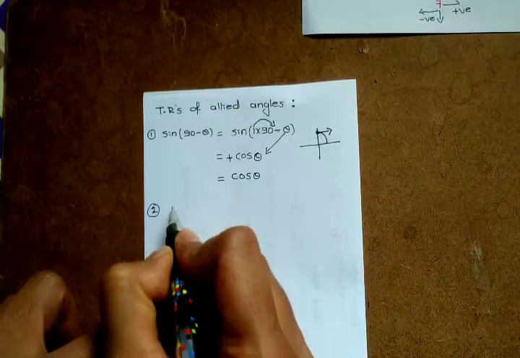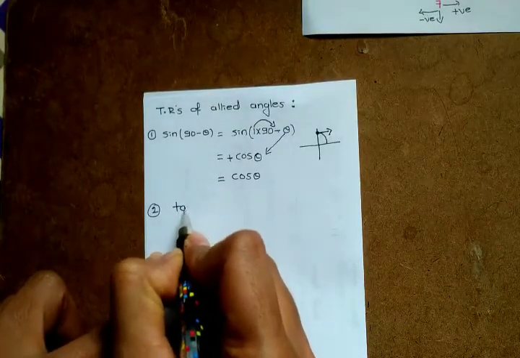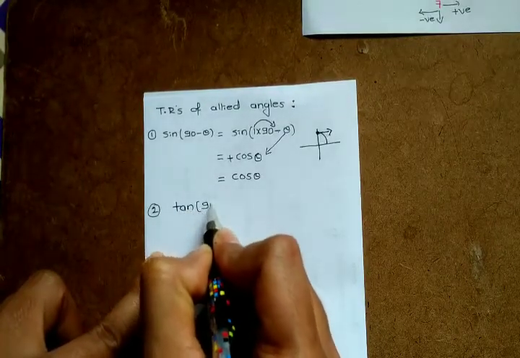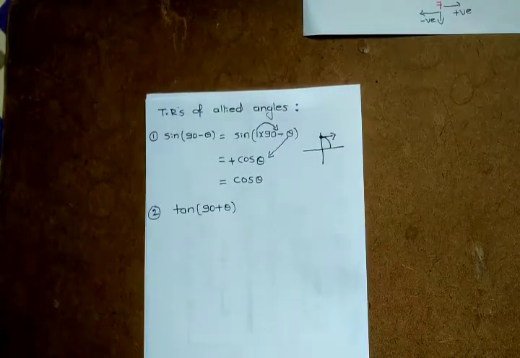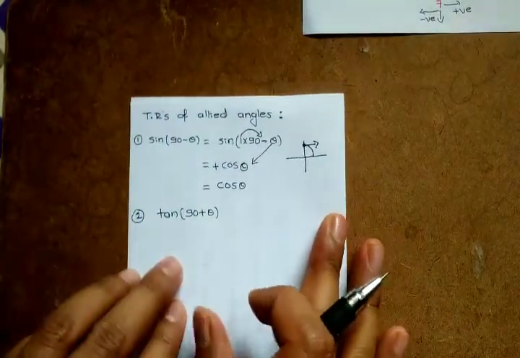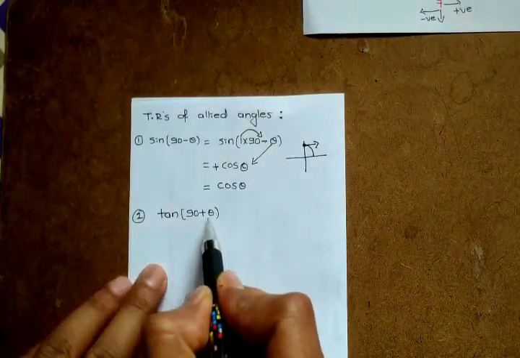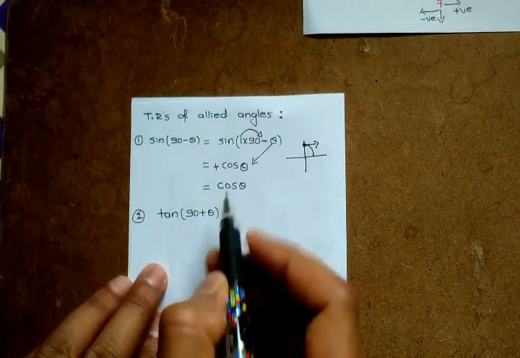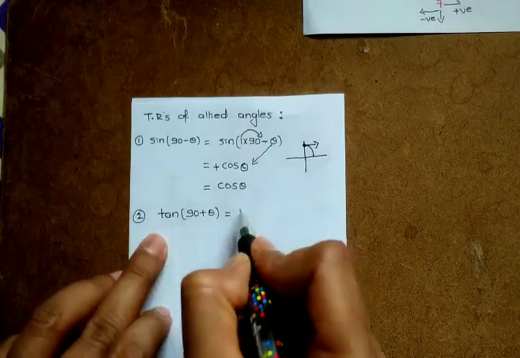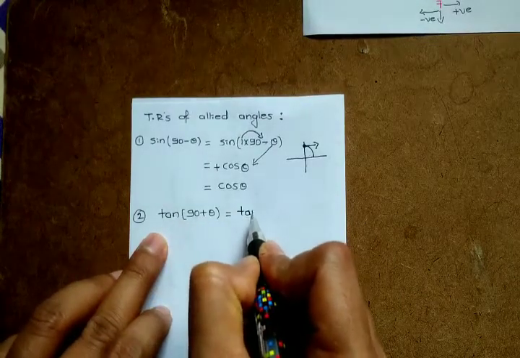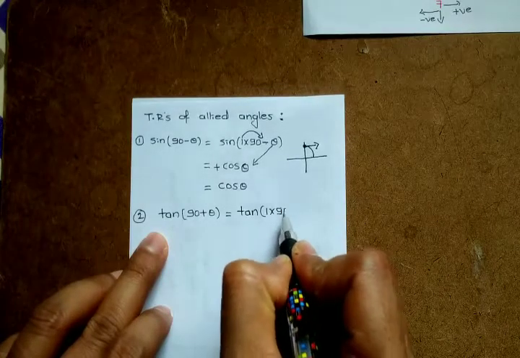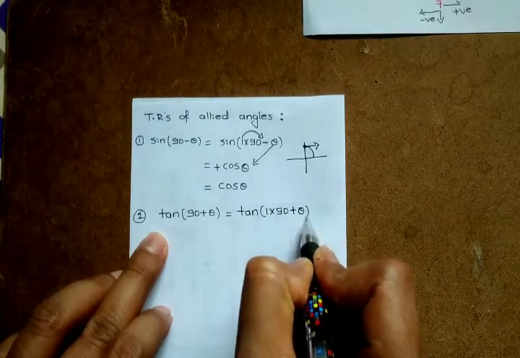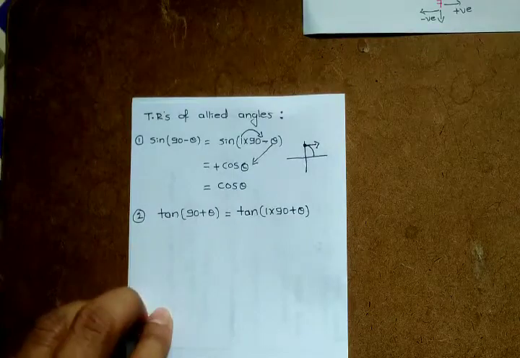So next I am going to take tan of 90 plus theta. Here, as I said first, bring this allied angle into standard form. First, tan, keep it as it is. Tan 90 can be written as 1 into 90 plus theta.